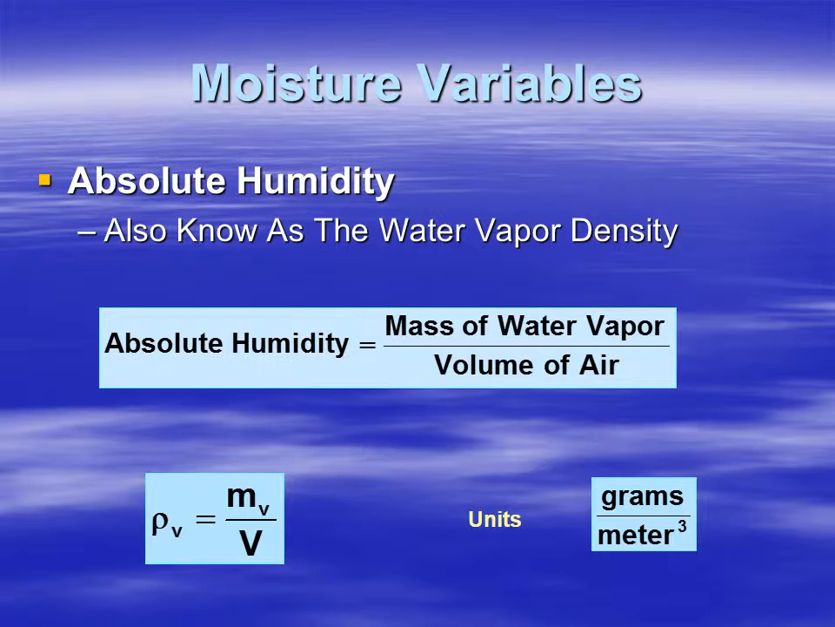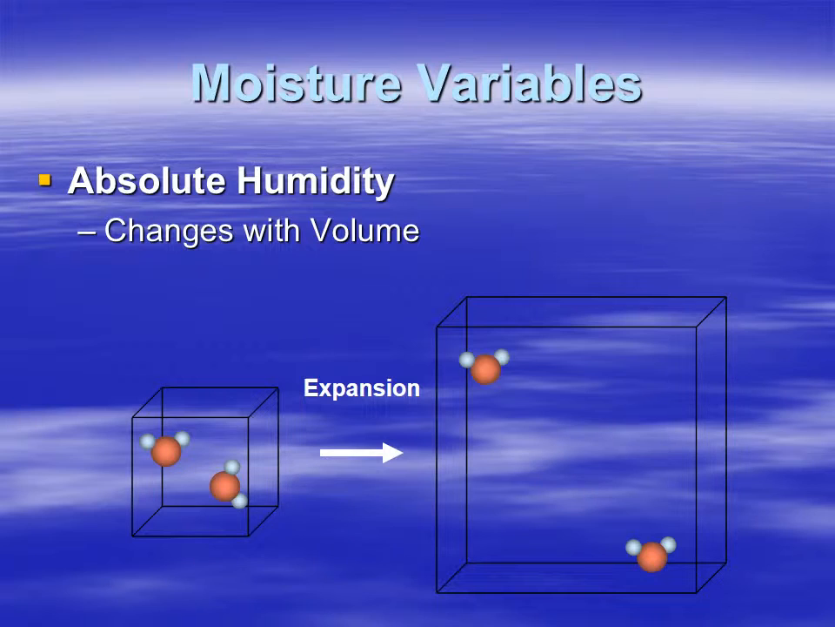It's the mass divided by volume. The mass of water vapor divided by the volume of air. Usually measured in grams per cubic meter. And the problem is when volume changes, the mass doesn't, so your absolute humidity changes. So that's not a real good measure, absolute humidity. So we have to come up with something that doesn't change with volume, because in our atmosphere, as air goes up through the atmosphere, the volume increases and the absolute humidity changes.